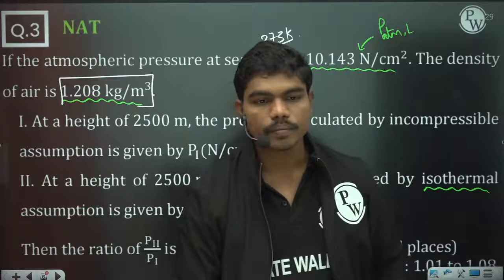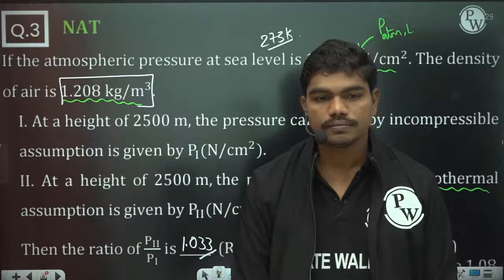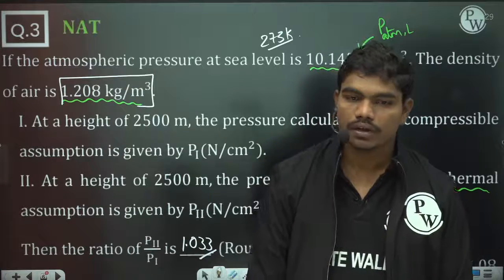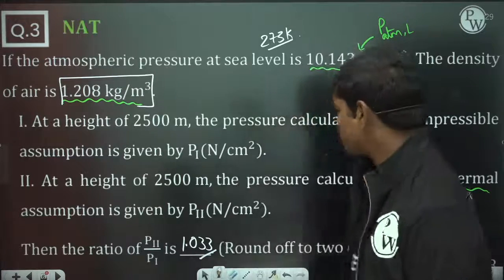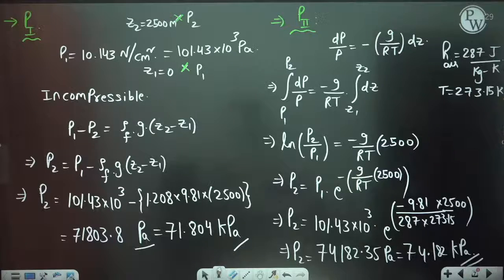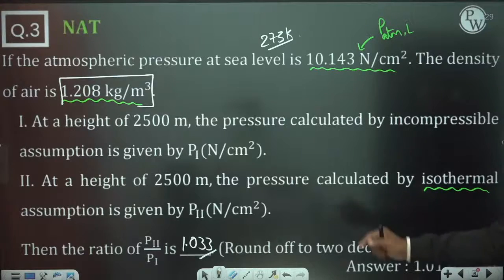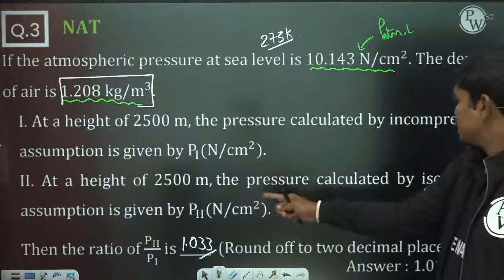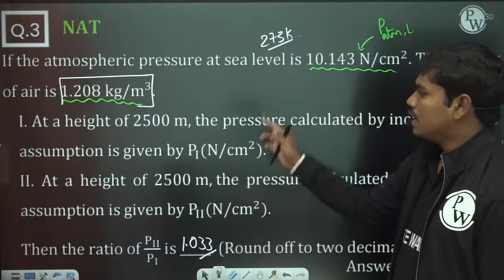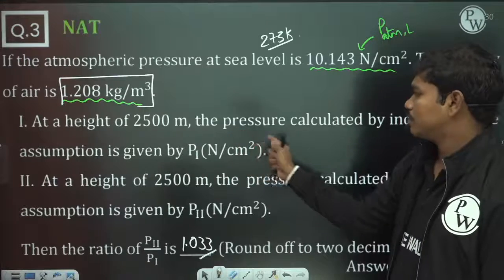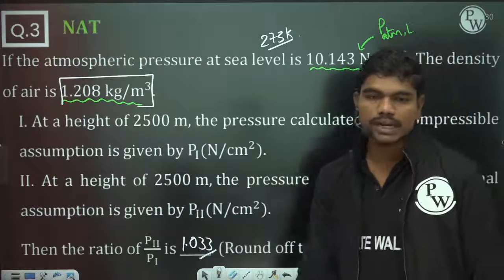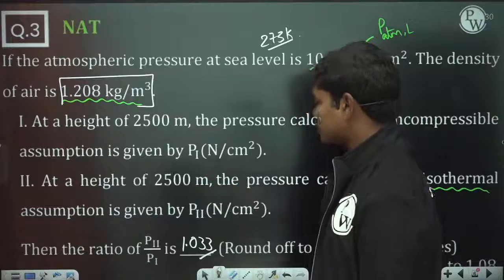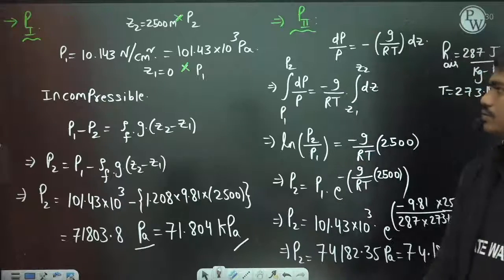Is this clear to all of you? So 1.033 is the ratio of the pressure evaluated at 2500 meters height using the isothermal compressible assumption to the pressure using the incompressible assumption. That is how these two cases give you P2 by P1. Fine.